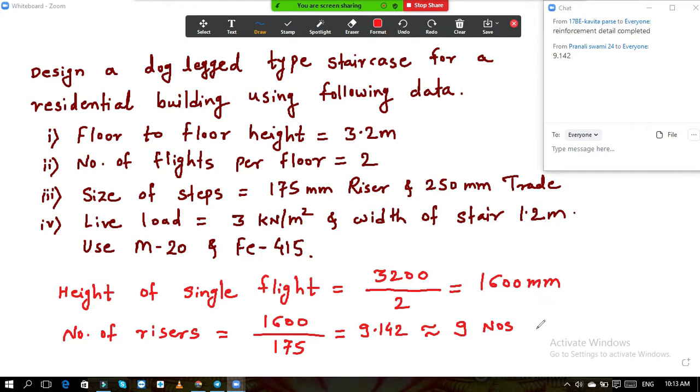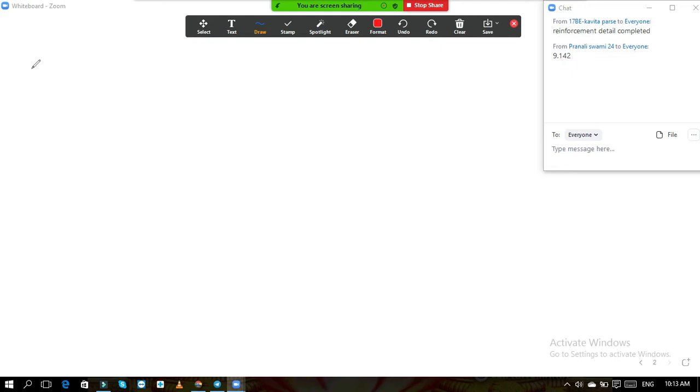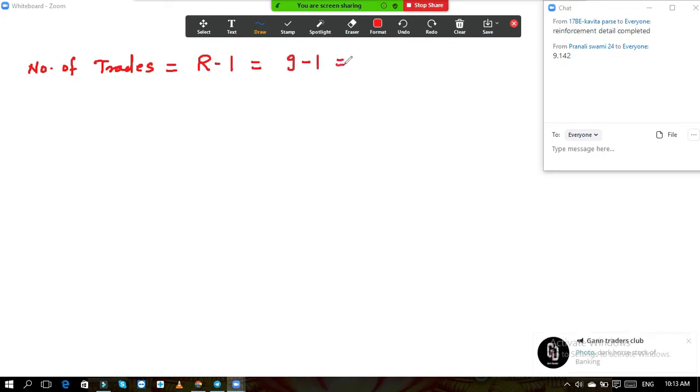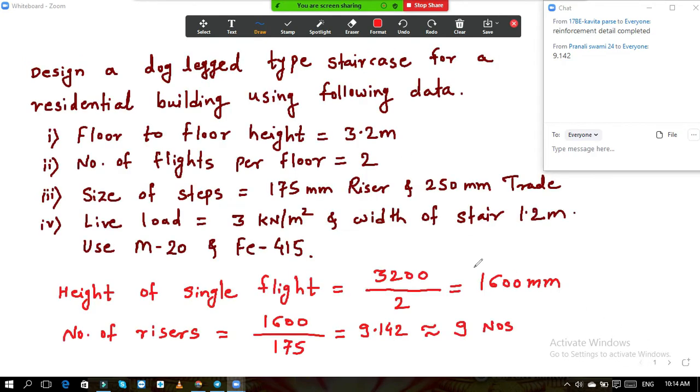So now we will calculate number of treads. The number of treads are always risers minus 1, which is equal to 9 minus 1, which is equal to 8 numbers. Okay. So now we came to know that we are having 8 treads, and the dimension of each tread is 250 mm. Here you can see that 250 mm is the tread.